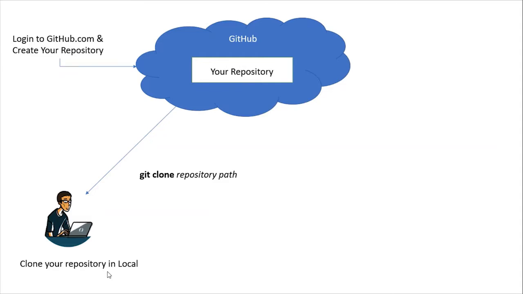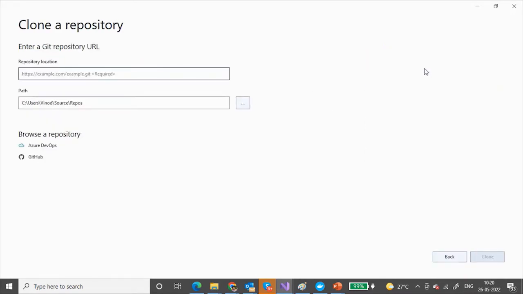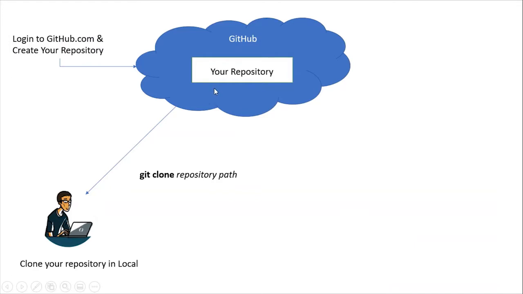So I'm choosing the Visual Studio approach. I am opening Visual Studio 2022 and I click on clone a repository. Now this asks for the remote repository location, and also where you want to map the remote location. This concept is that when you clone your repository, it is cloned into your local path, and you have an option to choose which path you want to select.